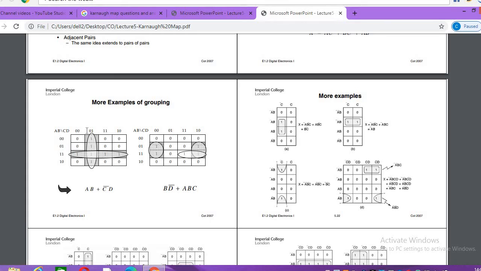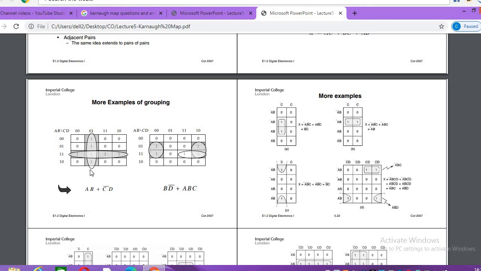Okay. So how can I write the expressions from these groupings? So see, if I consider these horizontal 4 ones, what is the common thing here? The common thing is 1, 1. This row is known as my 1, 1 row. 1, 1 row means this is AB. All the 4 ones consist of 1, 1. So I can write the expression as AB.